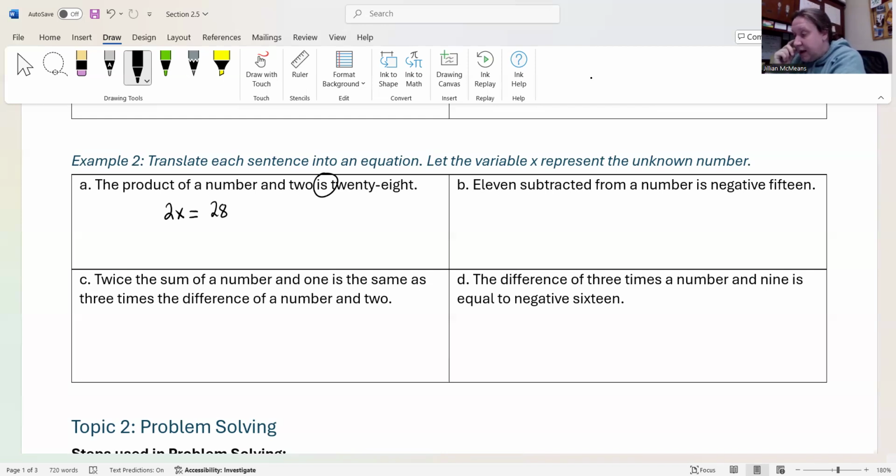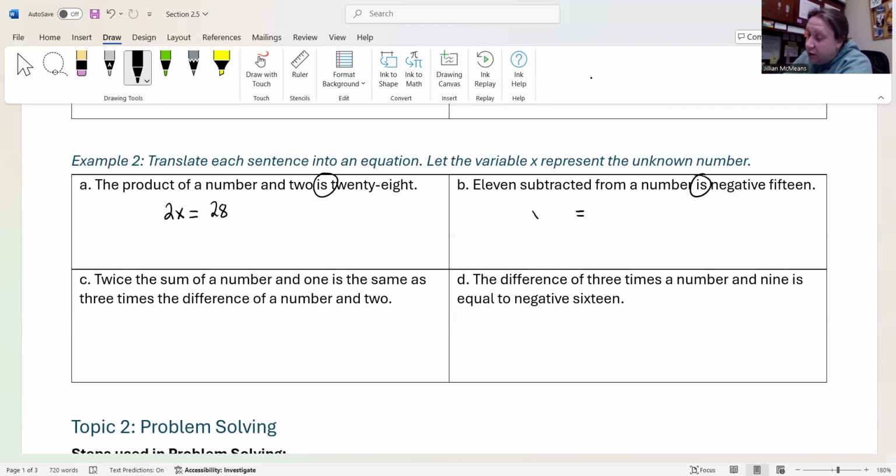All right, part B, 11 subtracted from a number is negative 15. So again, we have the word is, that's going to be our equal sign. Prior to the word is, we have 11 subtracted from a number. So be really careful here. Anytime you're dealing with subtraction, order matters. We're taking 11 away from a number.